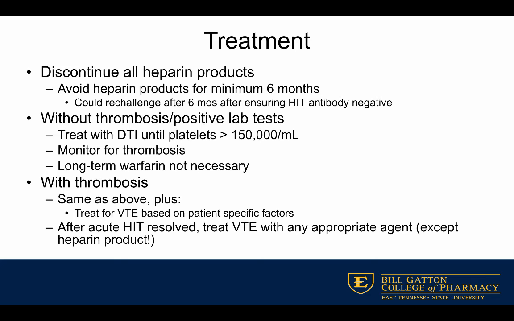Now, the key thing to differentiate is, did the patient experience a thrombotic event or not, yes or no? If the patient did not experience a thrombotic event, then we treat the patient with a direct thrombin inhibitor until the platelets are greater than 150,000. We will monitor them for thrombosis during that period of time, but long-term anticoagulation with warfarin or any other oral agent is not necessary if the patient is without thrombosis.